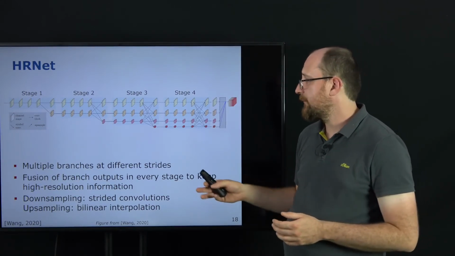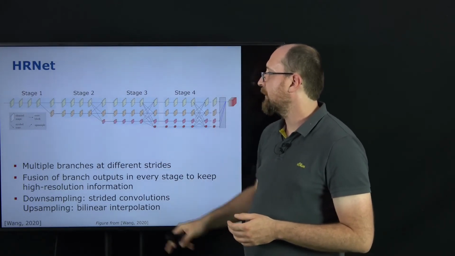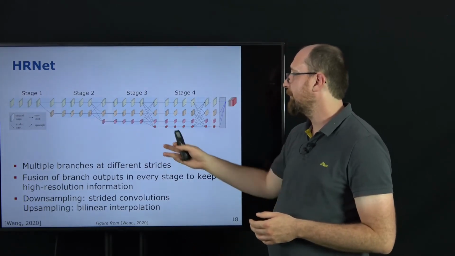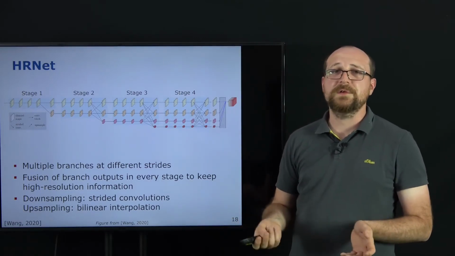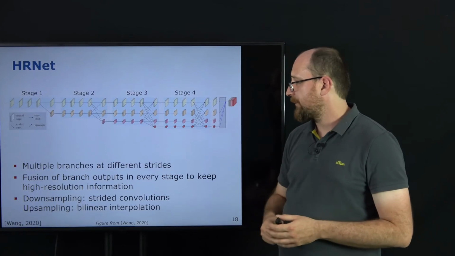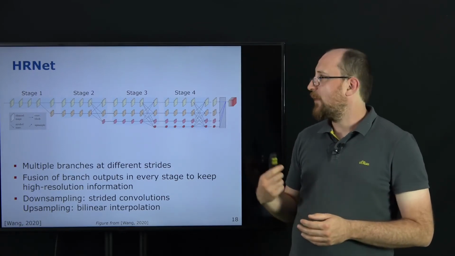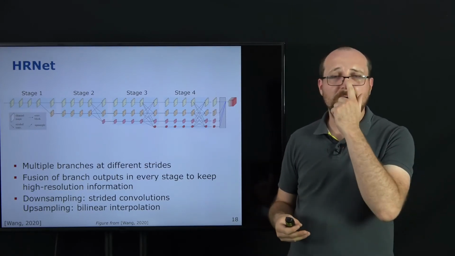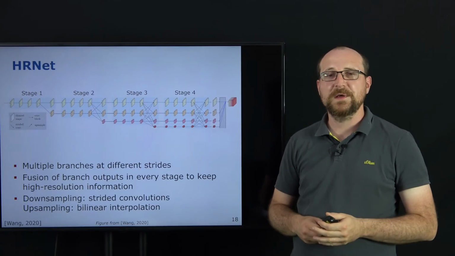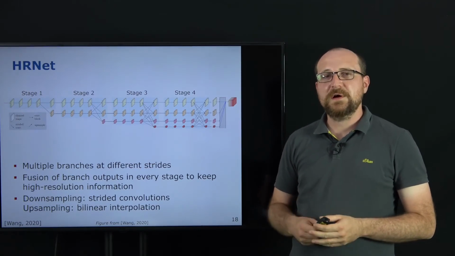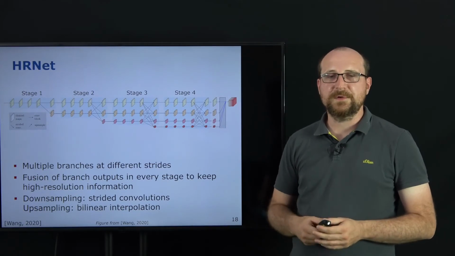And the downsampling was here done by strided convolutions, so these arrows that go down are strided convolutions, and the upsampling were simply bilinear interpolations, which has the advantage that we are not using extra parameters in the upsampling part. We now discuss different ways how to aggregate information for doing then the semantic segmentation in the end. And the question is now, how do we actually evaluate the semantic segmentation?